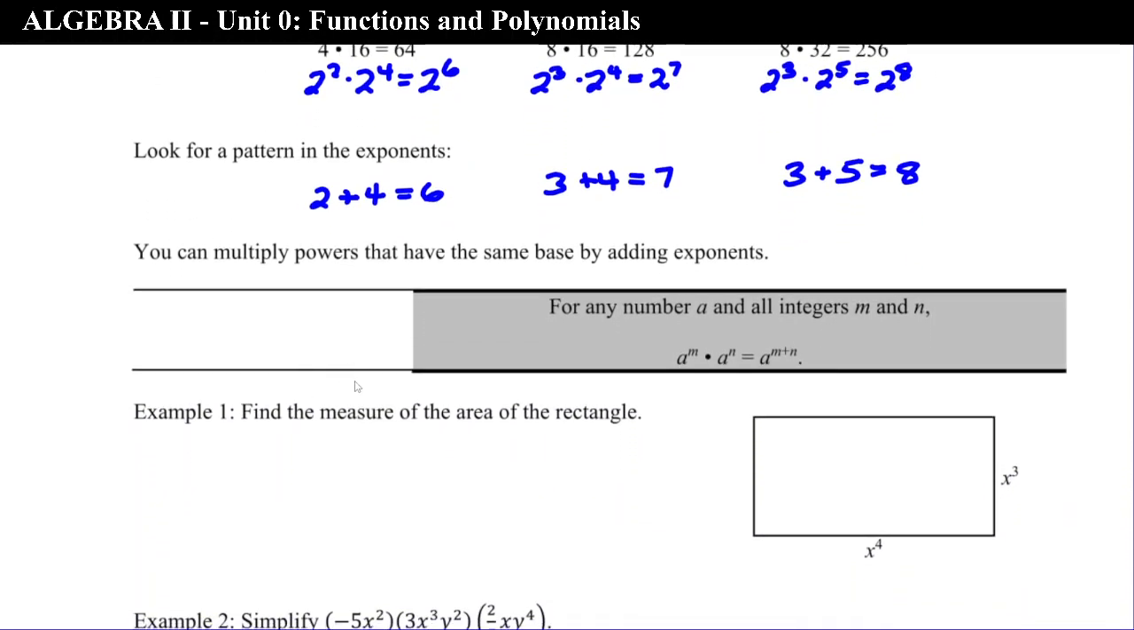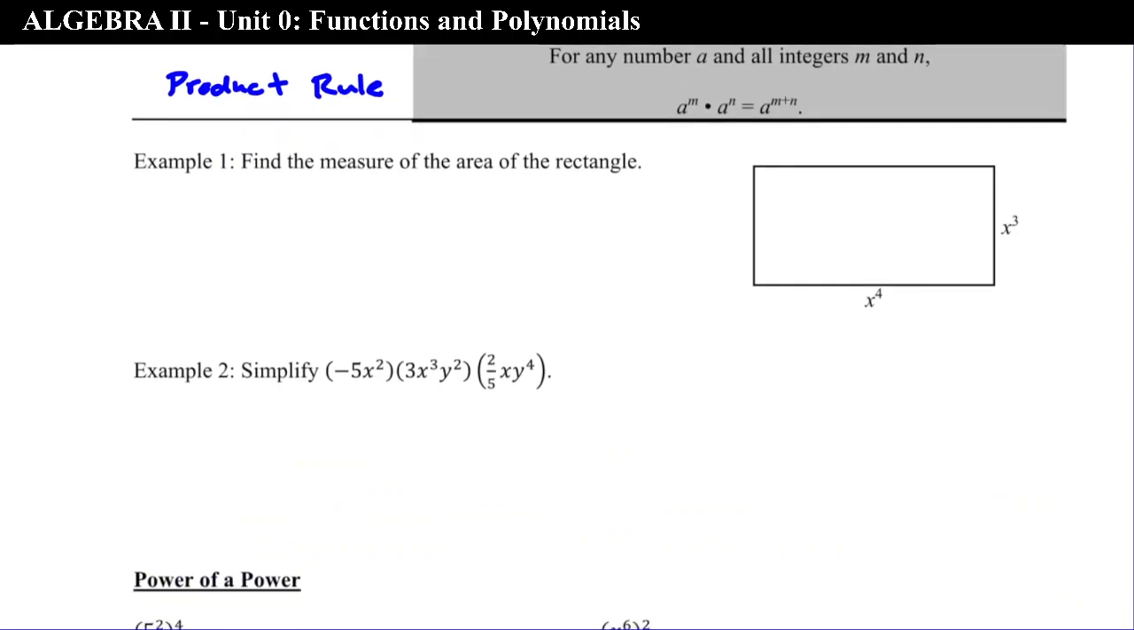So this is the product rule laid out for you. And it simply states that for any number a and all integers m and n, a to the m times a to the n equals a to the m plus n. Okay, if you've got the same base and you're multiplying them together, you can just add the exponents. So let's do a couple of examples with this.